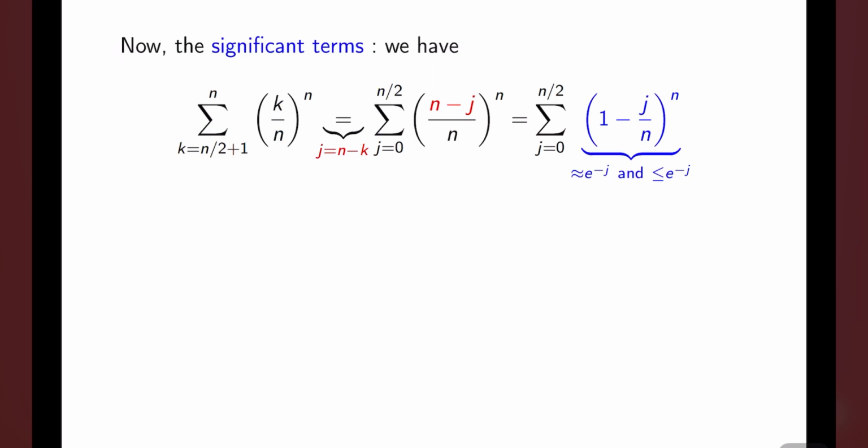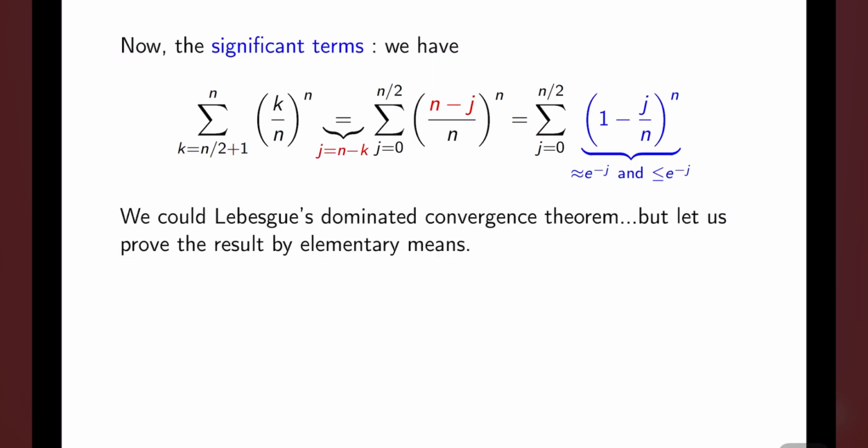Exponential of minus j is the general term of a convergent series. And pointwise, when j is fixed, it converges to exponential of minus j. So we could use actually the Lebesgue dominated convergence theorem to find the limit of this sum. But okay, we can also prove it using elementary means. So let's do that.